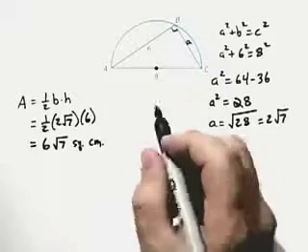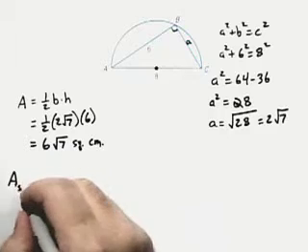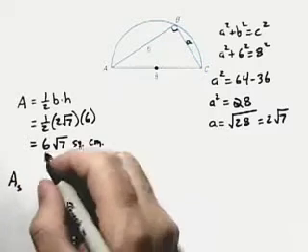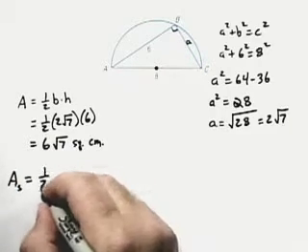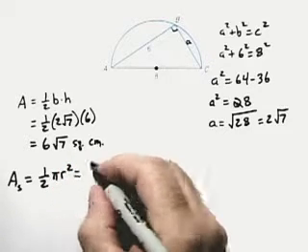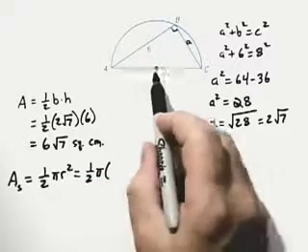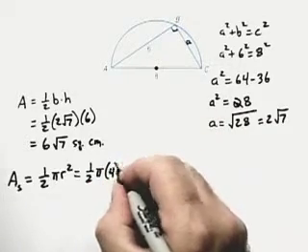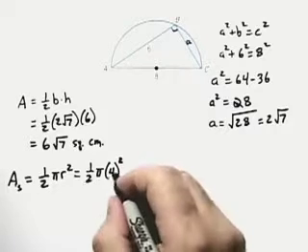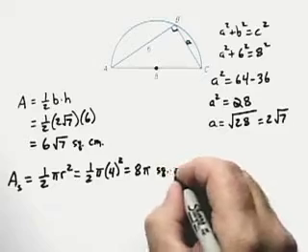The area of the semicircle, we'll denote that by A sub S for semicircle. The area of the semicircle is 1/2 the area of a circle, so 1/2 pi r squared. So we get 1/2 pi. The radius is half the diameter, so the radius will be 4 units. So 1/2 pi times 4 squared will give us 8 pi square centimeters.